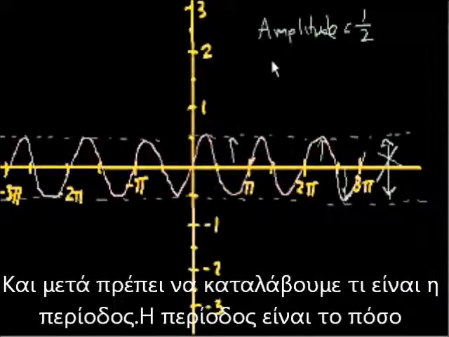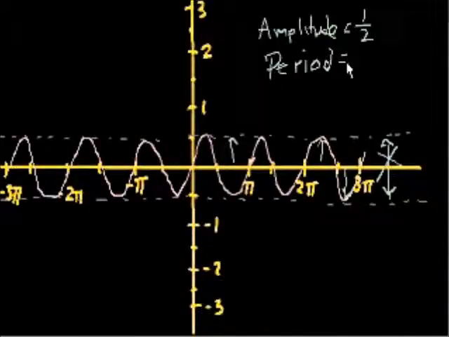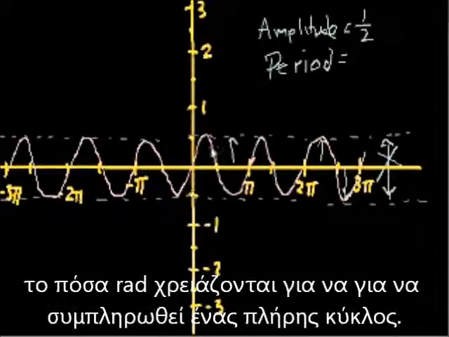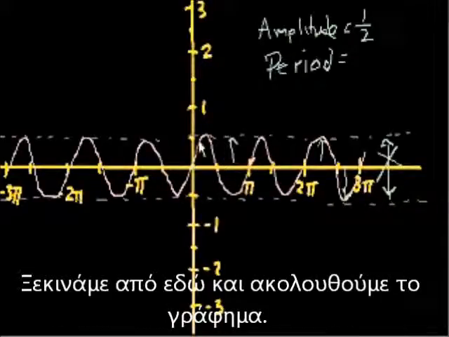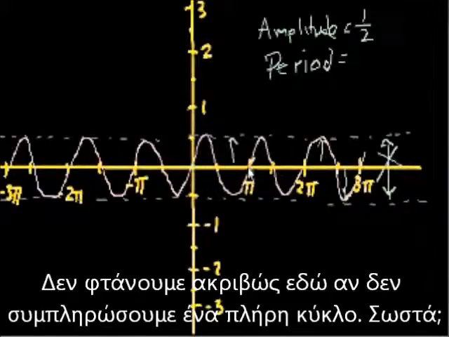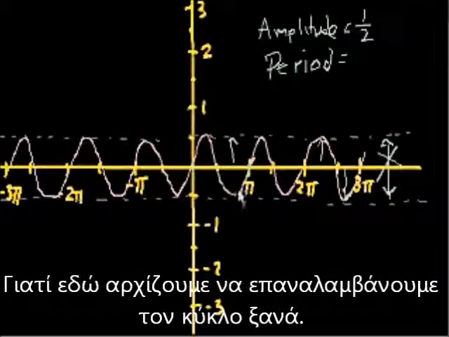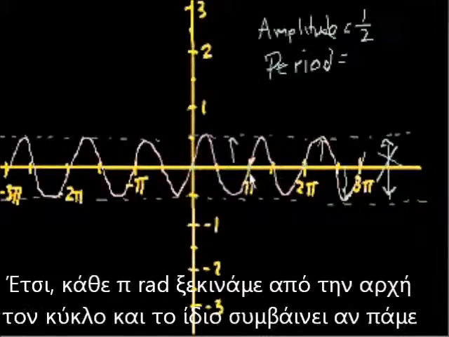And then we have to figure out what the period is. The period is how many radians it goes through to complete one cycle. If we start here and follow the graph, it doesn't complete one cycle until right here, right? Because here we're still going down and now we go below, so we're not repeating. And here's where we start repeating again, and then again here. So every pi radians, we start the cycle over again.